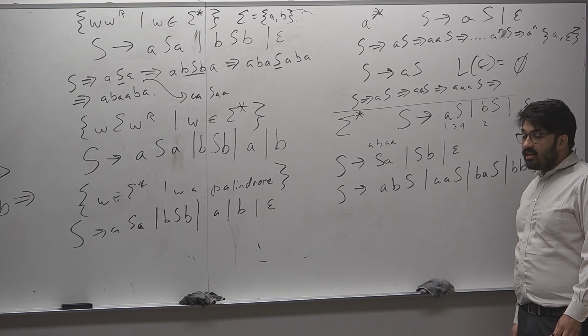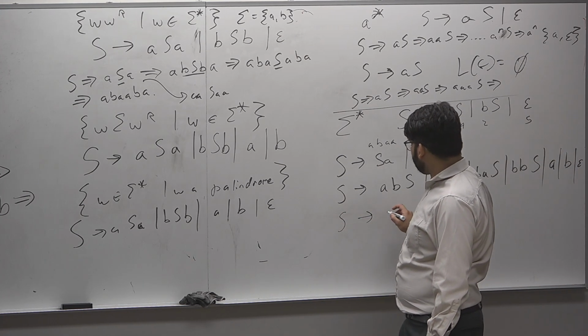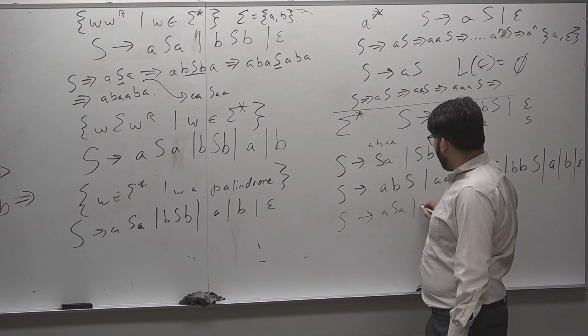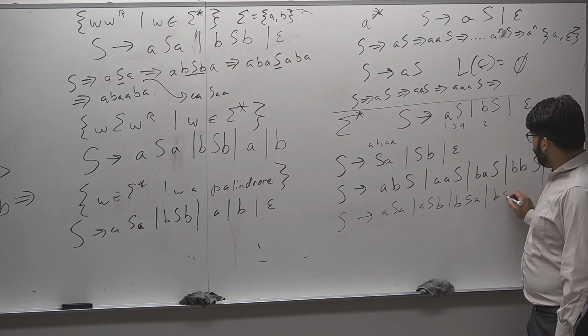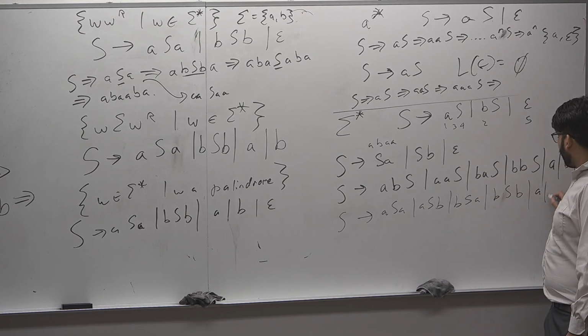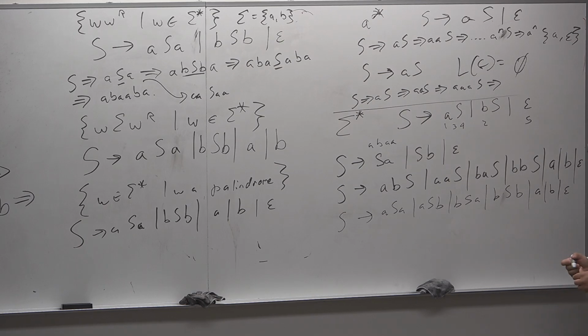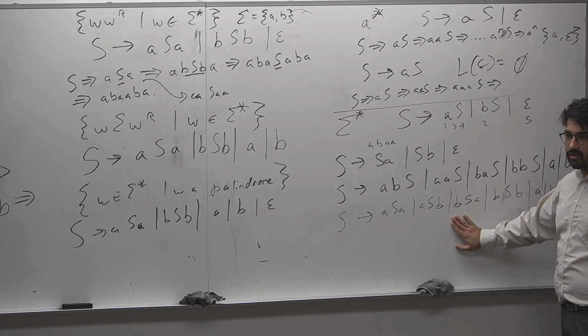In fact, you could even do ASA, or ASB, or BSA, or BSB, right? Or A or B or empty string. What's really the difference between this grammar and the one for palindromes?